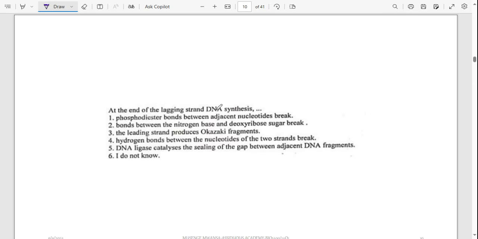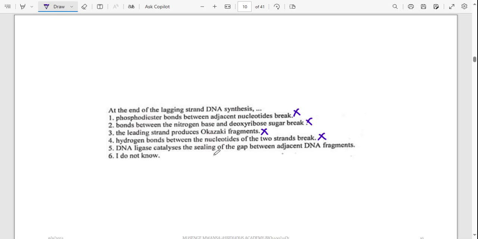At the end of the lagging strand DNA synthesis, phosphodiester bonds between adjacent nucleotides break. They don't break, they are supposed to form. Bonds between the nitrogen base and deoxyribose sugar break. No bond breaks, we are forming bonds. The leading strand produces Okazaki fragments. No, it's the lagging strand. Hydrogen bonds between the nucleotides of the two strands break. No, we don't break. Okay.